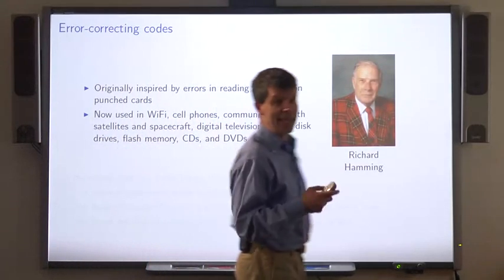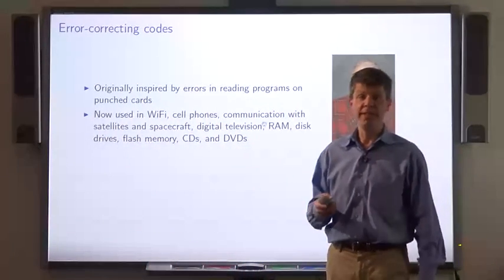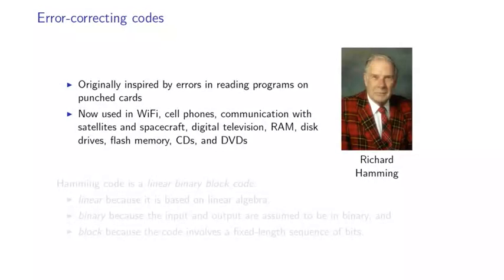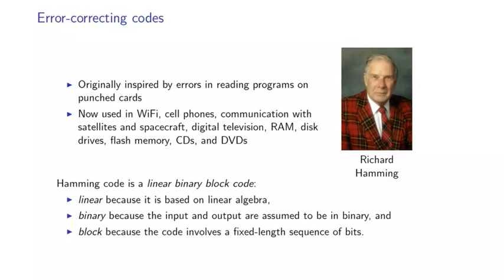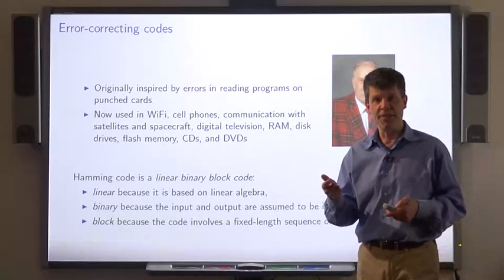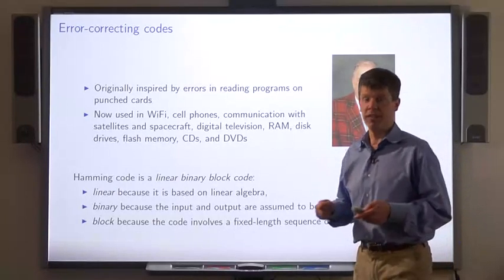So now we turn to an application of these algebraic properties and the null space. Error correcting codes are used in cell phones, flash drives, and many other devices. Hamming came up with a code that's now called a linear binary block code. Linear because it's based on linear algebra, binary because it uses zeros and ones, and block code because it encodes blocks of fixed length using the error correcting code.